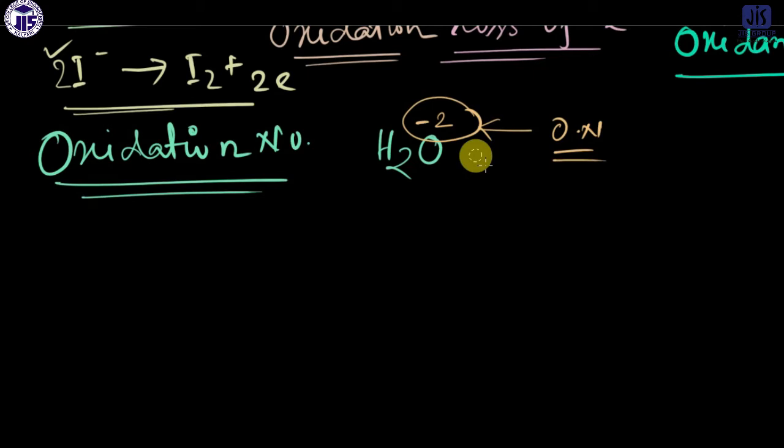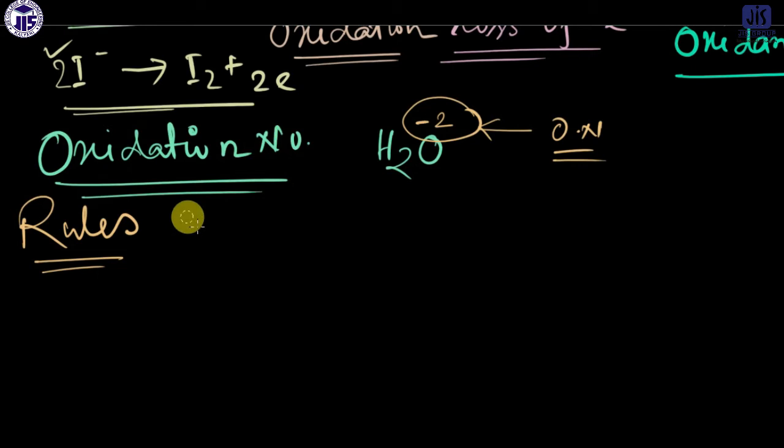For any of the compounds you can take this as an example. But first of all, you have to know there are some rules by which we can determine the oxidation number of an element. So what are the rules, by which we can determine the oxidation number of any of the elements?